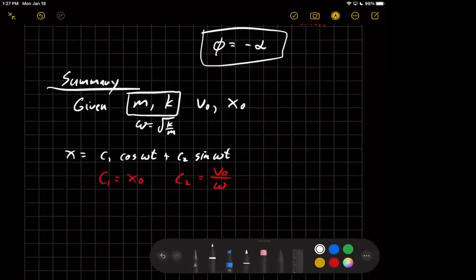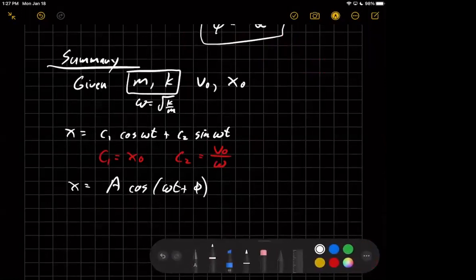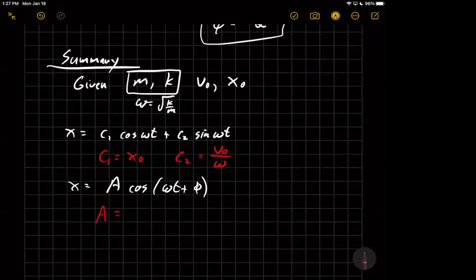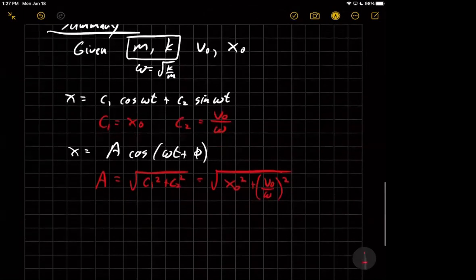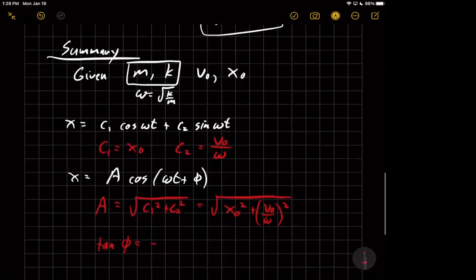But if we're given the equation x is equal to A cosine of omega t plus phi, we can find A by saying it's the square root of C1 squared plus C2 squared. We saw that work out a couple of ways, but we could say that's the square root of x naught squared plus V naught over omega, the quantity squared. So we could find A from that. And we can say that the tangent of phi is equal to negative V naught over omega x naught.